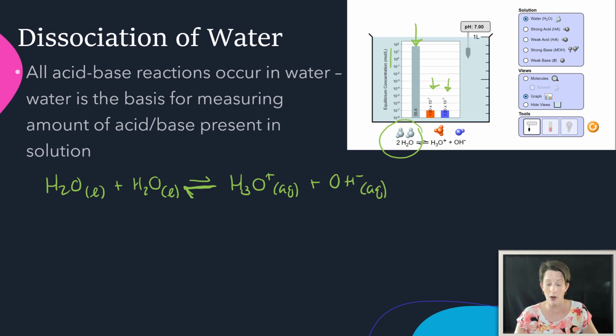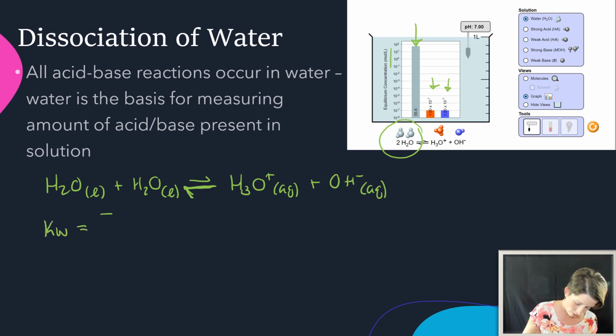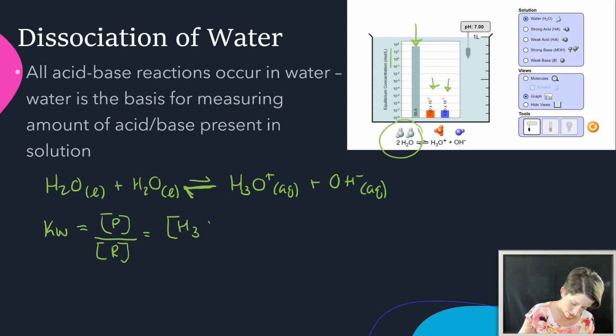So to figure out the values here, we work with our equilibrium expression, our equilibrium constant that we have used before. Specifically, because we're using water as our base species, it is called Kw, or the equilibrium constant of water. Remember, when we write our equilibrium expressions, we put the concentration of our products over the concentration of our reactants. And then we are going to put in our compounds.